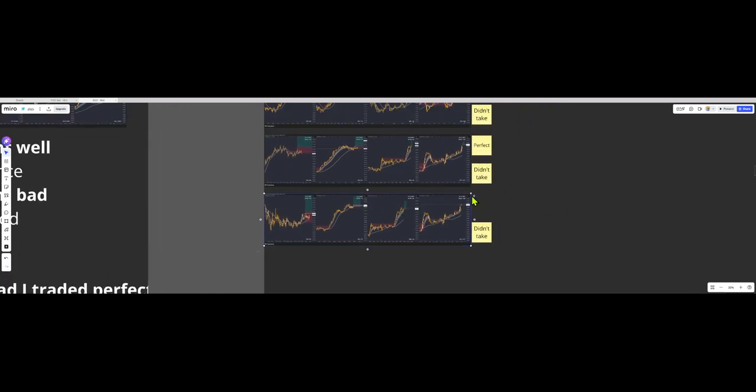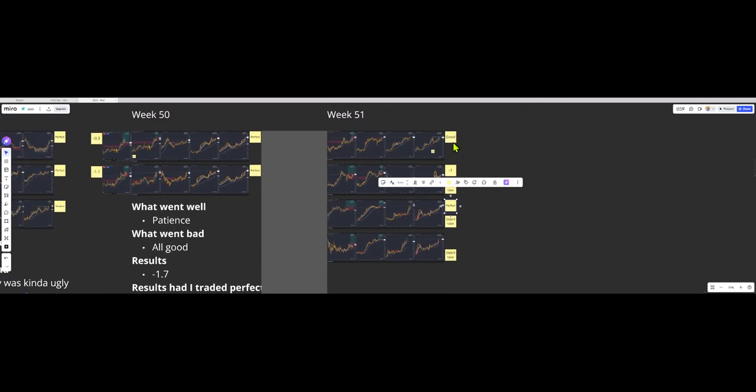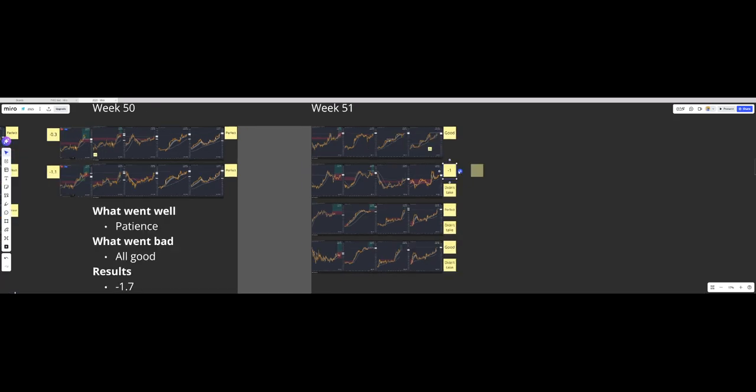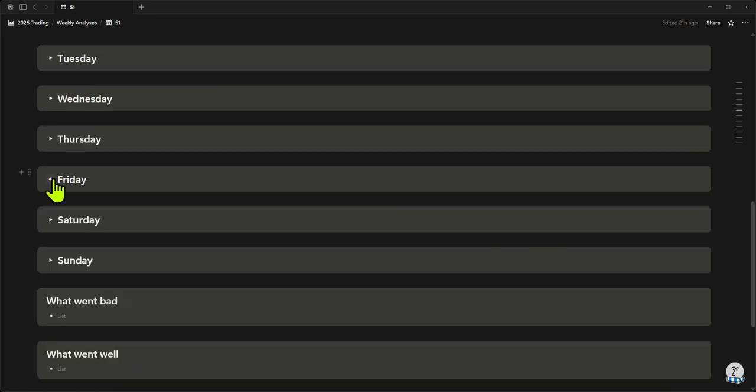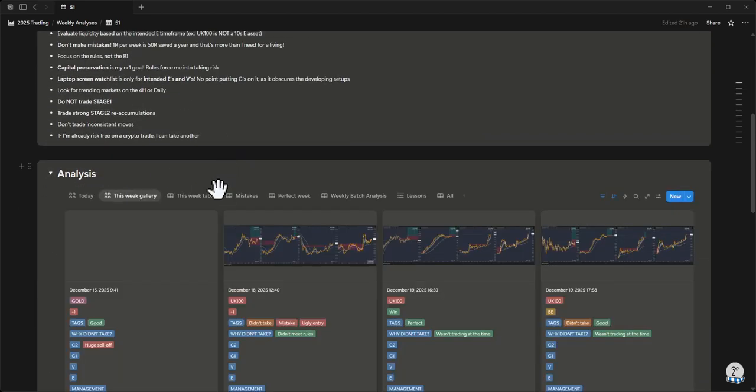Cool. So, good. Why did I put that -1 here? What am I doing? This trade. Okay, so I'm done with Friday. Let me go to analysis over here.